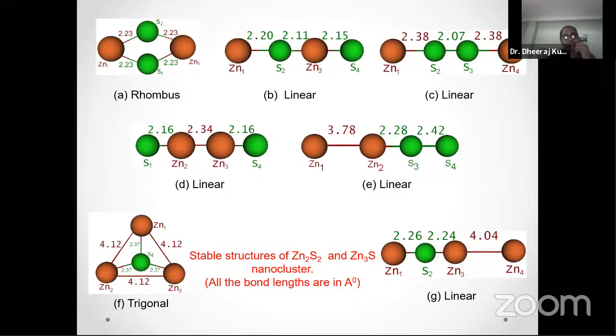This slide contains Zn2S2 configurations and Zn3S configuration of the nanoclusters. We can see that only 2 stable structures are possible for Zn3S configurations, while for Zn2S2 configurations there are 5 candidates. These nanoclusters are arranged in decreasing order of the binding energy, or you can say the decreasing order of their stability. Next.